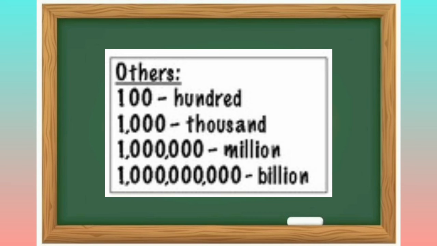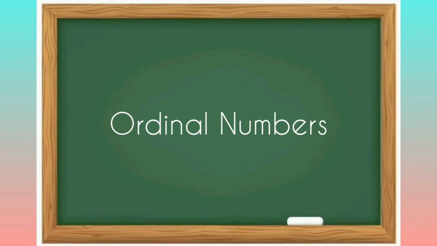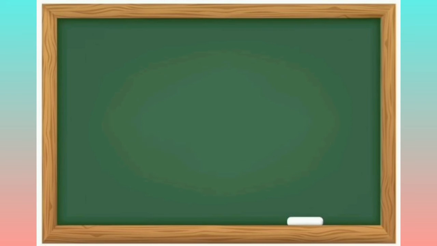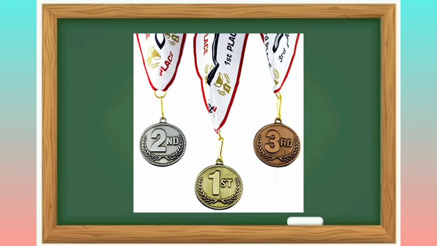The second type of number is ordinal numbers. Ordinal numbers are the numbers that tell you the position of something in a sequence. Maybe you have already heard this used in sports competitions like the Olympics. So, for example, first place wins gold, second place takes silver, and third place takes bronze.